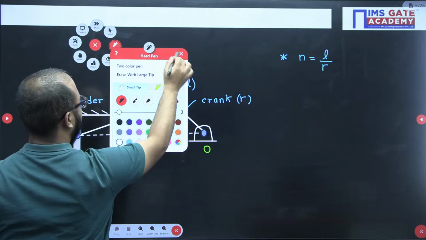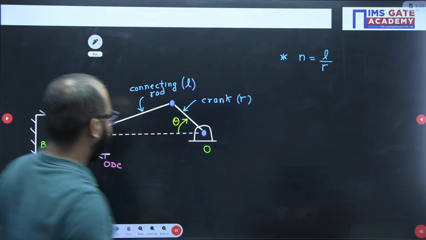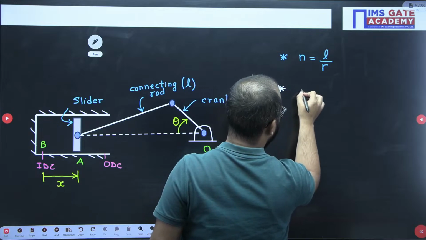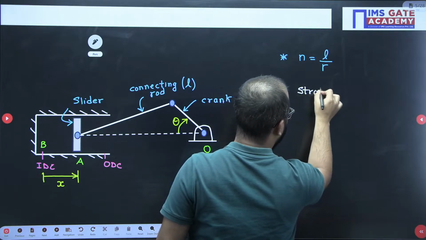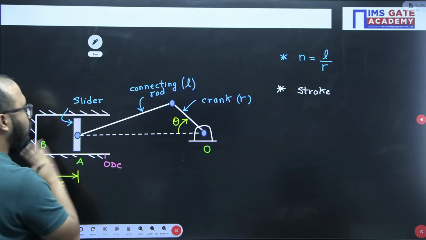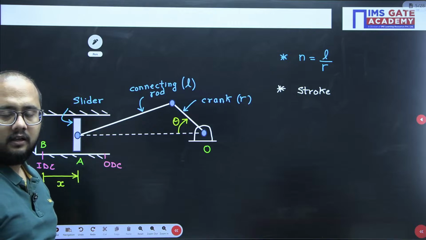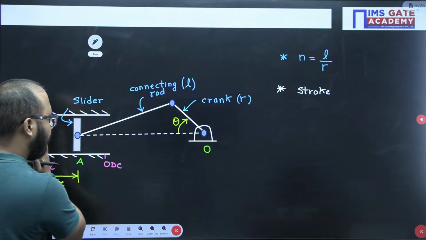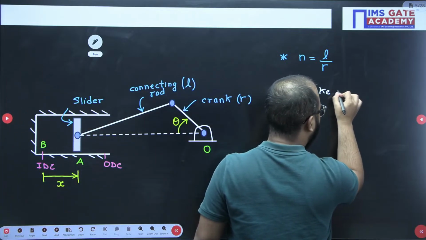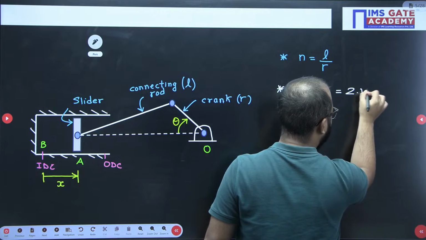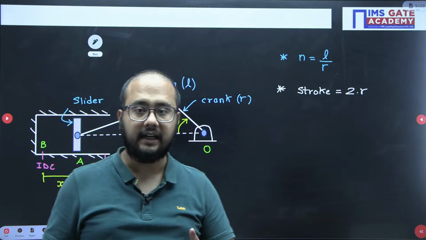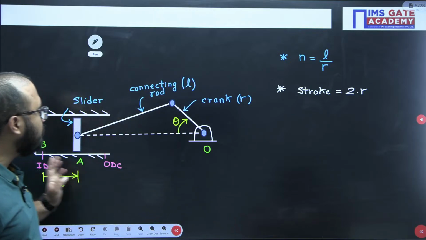Now see everyone. One more point that we need to remember here is the stroke. Stroke is the movement of your slider from IDC to ODC. The movement of your slider from IDC to ODC is known as the stroke, and that stroke will be equal to twice the crank radius, 2r. This relation you have to remember, right? Clear? So twice the crank radius will be equal to the stroke.